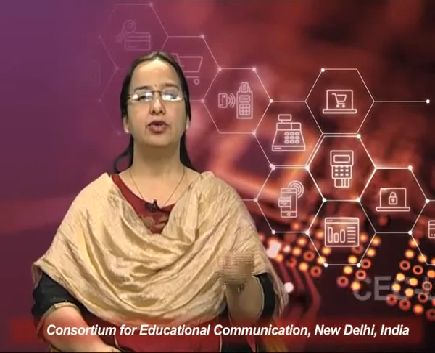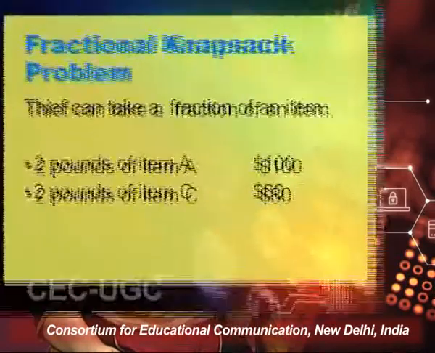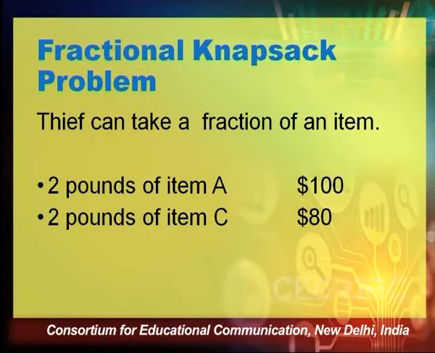Within this scenario, if I am talking about the fractional knapsack and the total knapsack has a capacity of 4 pounds, in order to maximize the profit, a thief can take a fraction of an item, if allowed in the fractional knapsack problem. 2 pounds of item A, which is worth $100, will be taken, and 2 pounds of item C, which is going to make $80, he must take. So 2 pounds and 2 pounds, his whole knapsack is full to its capacity, and the total value of this knapsack is $180. So here he has taken 2 pounds of item A.